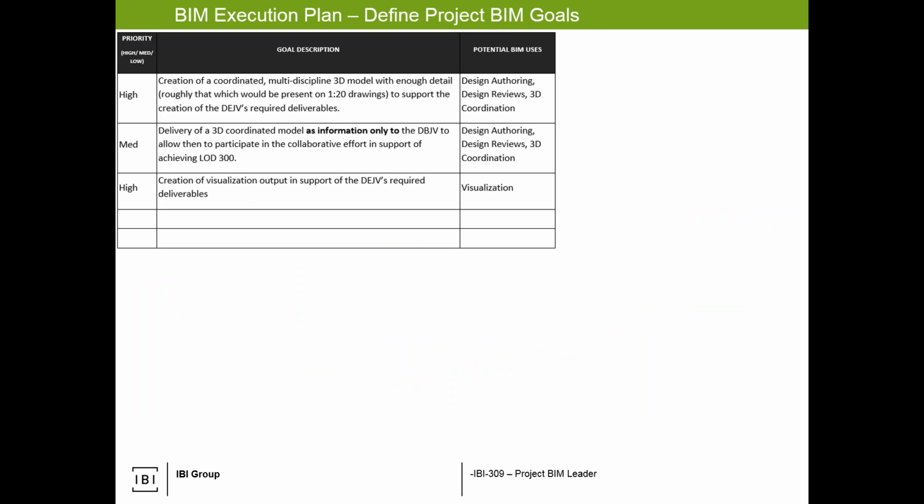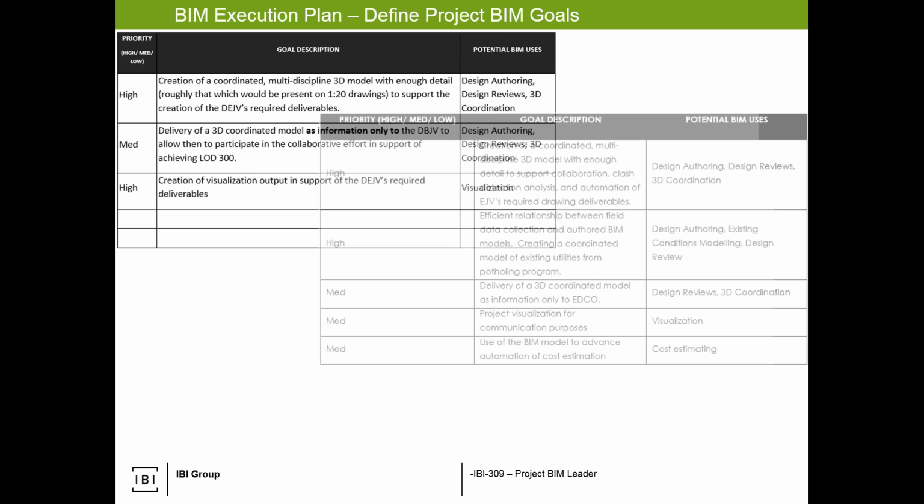And in the BIM execution plan, it asks for goals to be defined. And these are just some examples where it says, here's the goal, creating a coordinated multidiscipline 3D model with enough detail. And then what are the uses I'm going to use? Authoring, reviews, and coordination. So every single discipline will be doing a 3D model with elements of data attached to it. We can then bring all that information together and provide 3D coordination, multidiscipline coordination.